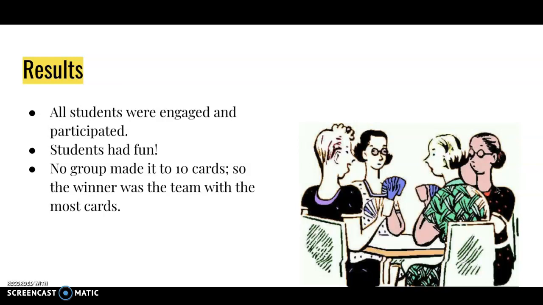No group actually made it to 10 cards, so at the end of the hour, I just made the winner the team with the most cards, which happened to be 6. So they all really had a good time playing this game.